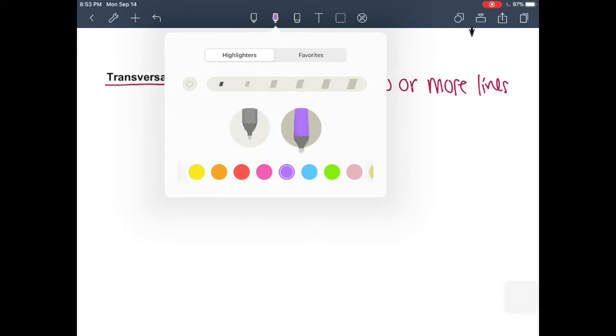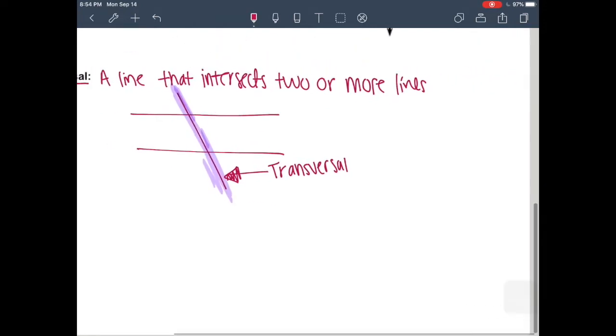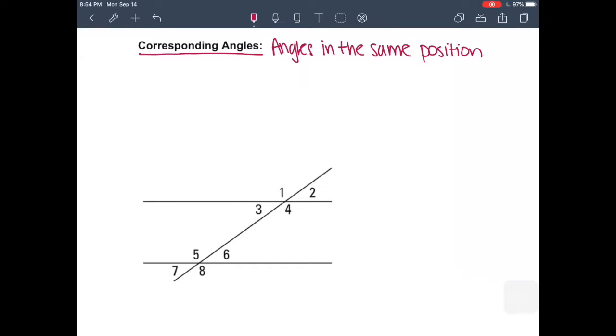So this right here, this highlighted thing, is my transversal. Okay, so now we're going to kind of pull all that stuff together in a second. Last new word of the day, corresponding angles. So corresponding angles are angles in the same position at different intersections.